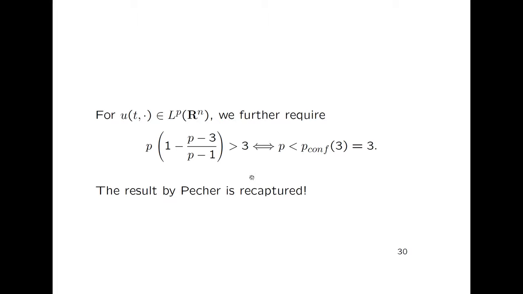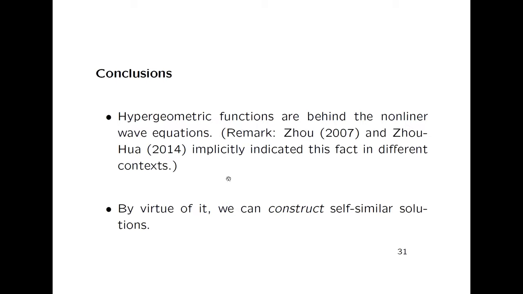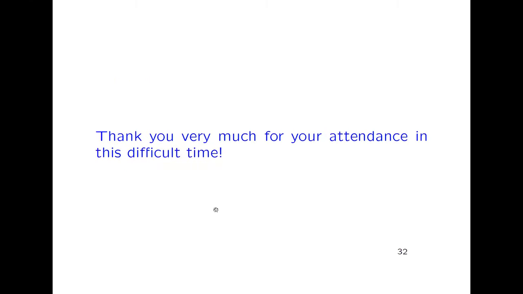Okay, but anyway, my time is almost over, but this is almost the final slide, here are the conclusions. The conclusion is hypergeometric functions are behind the nonlinear wave equations. This is what I want to emphasize in my talk. And here's another remark, and maybe Tsohua implicitly indicated this fact in a different context, not explicitly, but implicitly. So another remark is by virtue of this property, we can construct self-similar solutions. This is my final conclusion and my final remarks. And thank you very much for your attention, especially in this difficult time. Thank you very much.